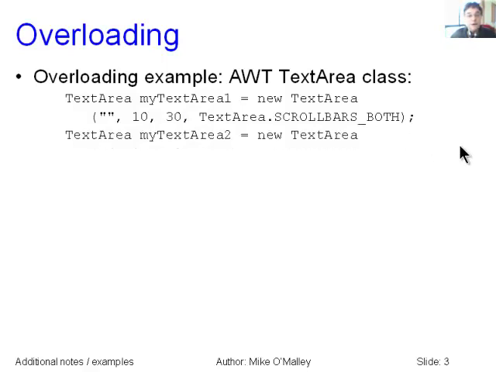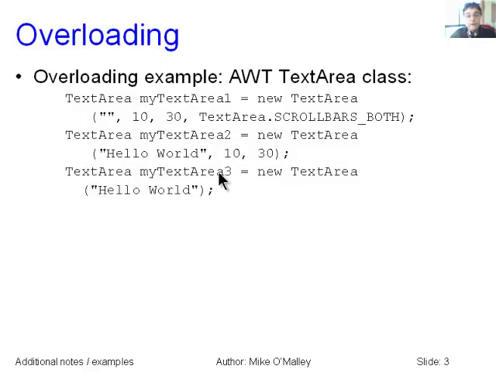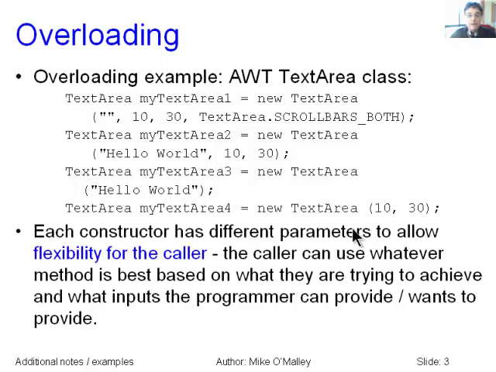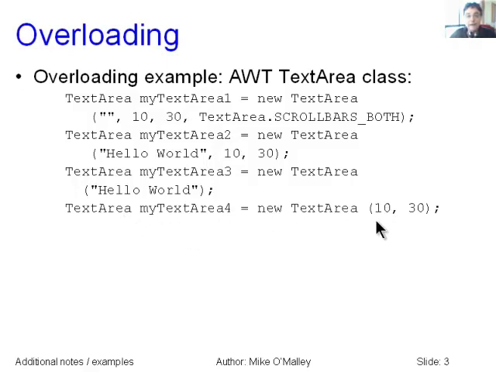I'm going to create another text area. I'm going to place the hello world text in the text area, with the same dimensions as before. I'm going to create a third text area and just put the string hello world in it. And I'm going to create a fourth text area, and that's just going to have the dimensions. So I'm creating four text areas here, and all of those calls are valid.